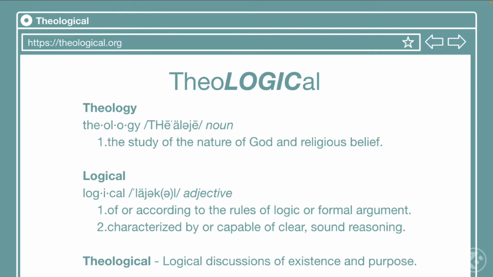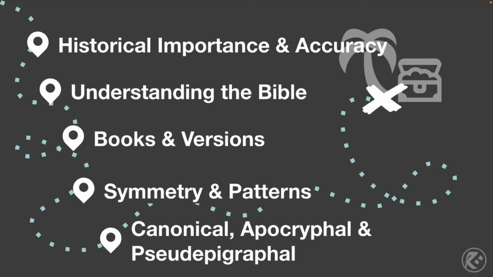And in this, there's going to be a number of different parts. We're going to ultimately introduce the Bible, cover its historical importance and accuracy, an overview of what to expect and how to understand, really how to read the Bible. We'll talk about the various different books and versions of the Bible, dive into the symmetry and the patterns that we find, as well as talk through the canonical, the apocryphal, and the pseudepigraphical. So even what those words mean.